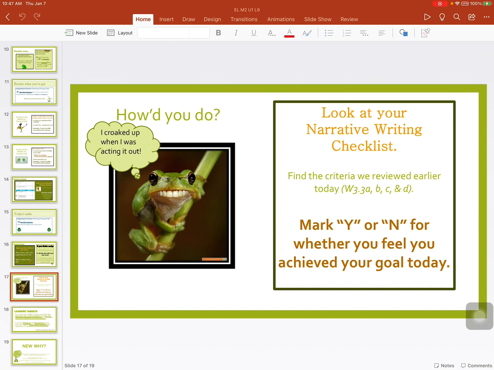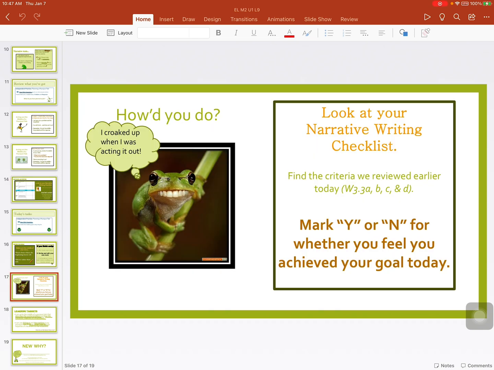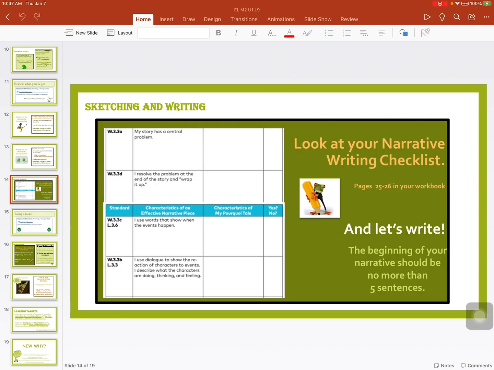How'd you do? I croaked when I was acting it out. So look at your narrative writing checklist that we had up here, which is on pages 25 and 26. And you're going to go ahead and mark Y for yes or an N for no, whether you feel you achieved those goals on these standards on the checklist.